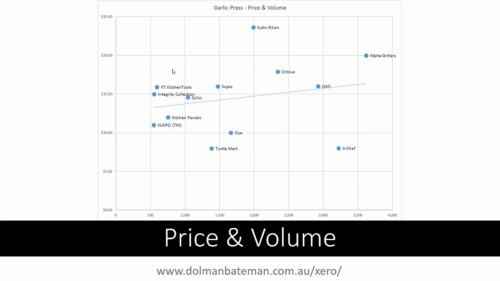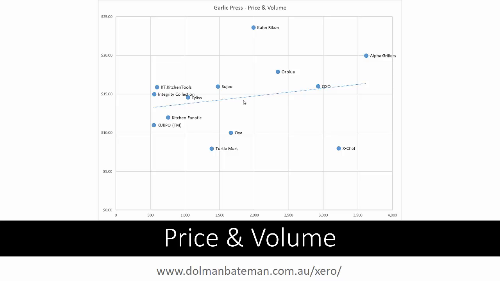We can see a bunch around this $15 mark, a couple of others at $16, probably $17. OXO, which is a very big brand, sitting at probably $16. Alpha Gorillas, which is the top one, is selling at $20, and we've got Kuhn Rico at about $24. And then the lower price ones, we've got X-Chef, probably sitting at $7, OE at $10, Turtle Mart, etc. So it gives us a pretty good idea.